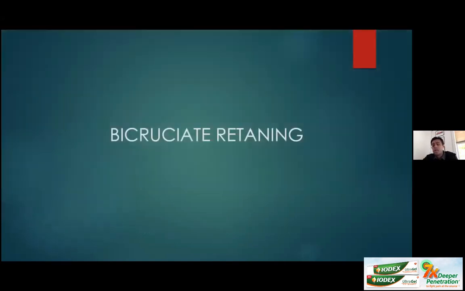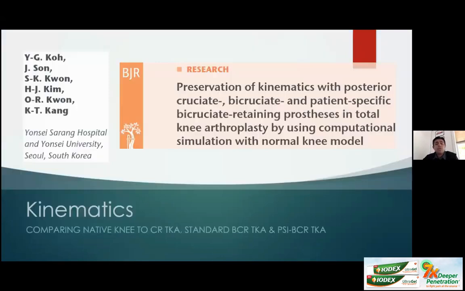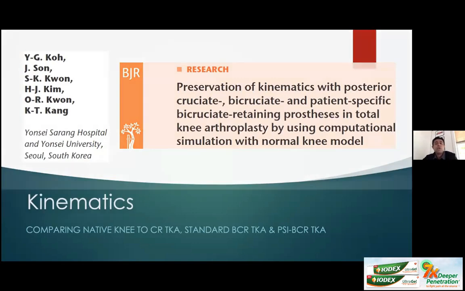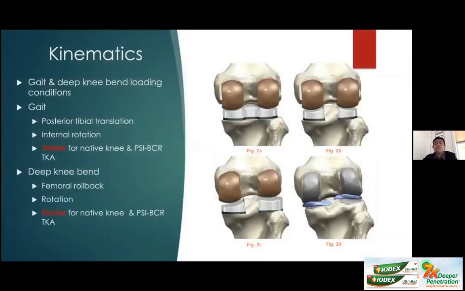How about the bicruciate retaining design? So in a bicruciate retaining design, it's important to see how that compares to the native knee. So if you get it on one side, does it feel like the knee on the other side? So this group in Korea compared, or South Korea, compared a native knee to a cruciate retaining knee, which is keeping your PCL. Then they compared it to a standard bicruciate retaining knee, and then a patient-specific bicruciate retaining knee. So this is a customized bicruciate retaining knee. And how do they perform? So these are the images from that paper.